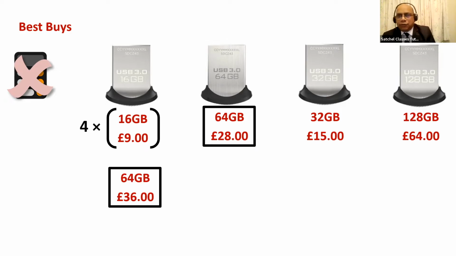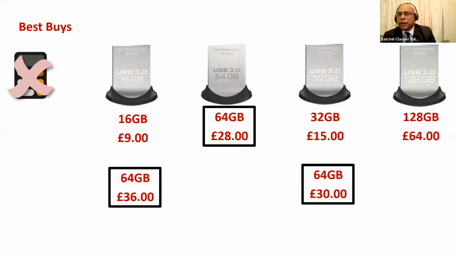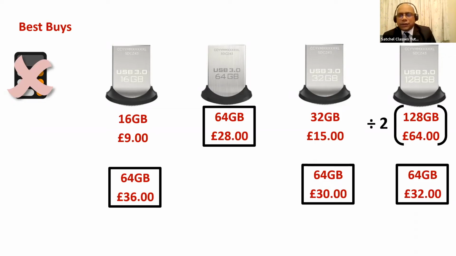What about the third one? It's 32 GB, so I need to buy two of them to make it 64 GB. For that, I end up paying 15 into 2, which is 30 pounds. Likewise, in the fourth case, it's 128 GB of data. If I halve it, or divide by 2, I'll get 64 GB, which means I'll have to pay 32 pounds for 64 GB. Now, these calculations were easy. You could have done it mentally.